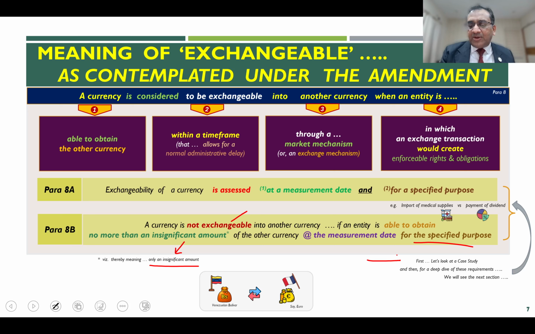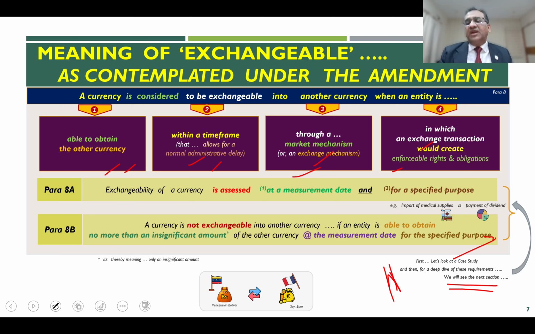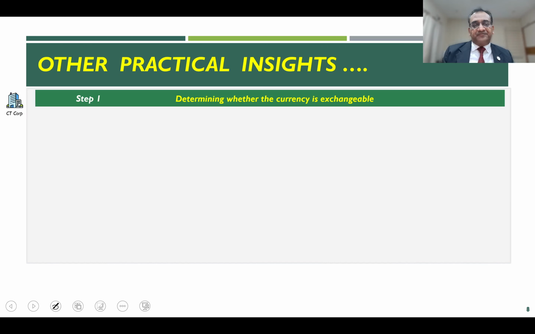Now, we will first look at a case study to explain these 2 points, paragraph 8a and 8b. We will first look at the case study, and then we will deep dive into these requirements. We will see in the next section. So first, we will look at a case study, followed by a deep dive into what these 4 boxes basically mean in the context of the amended standard. So let us first see the case study.